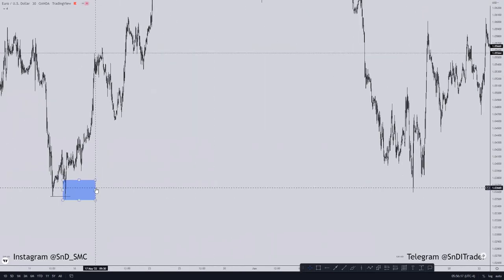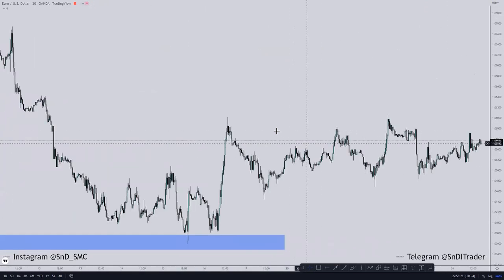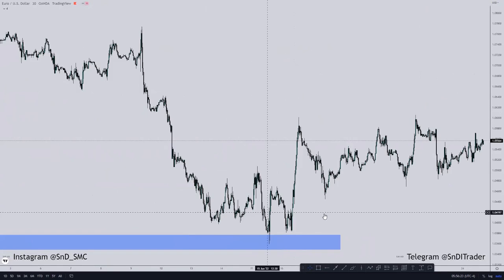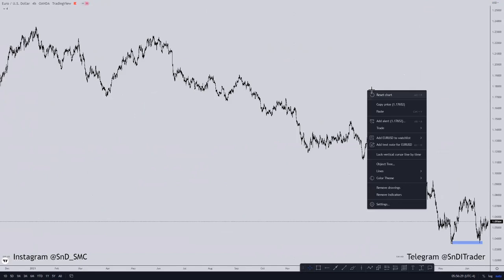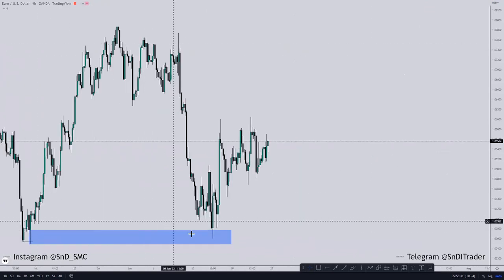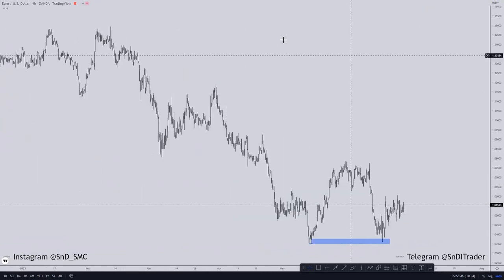So price came back again, mitigated this wick and went upside. So that is how we consider the wick as a point of interest for us. You can check this on 4 hour as well, how nicely we refined the wick as a point of interest, and price just traded inside the wick and gave a nice BMS, sorry, a nice up move towards the upside. So that is how we consider the wick as a point of interest.